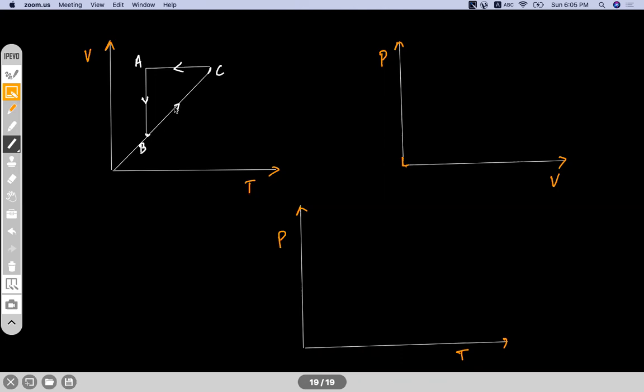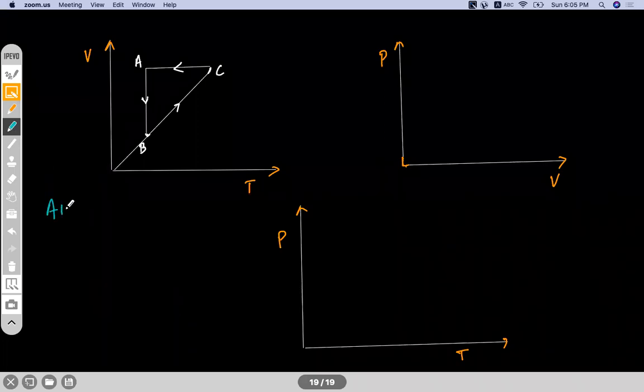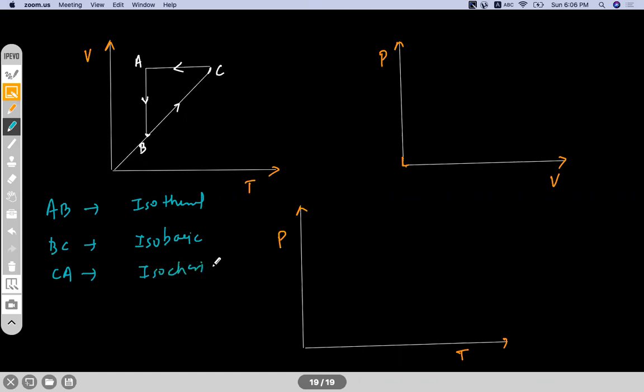So B to C and A to B. A to B, the process is what? Quickly, I'll write down this. A to B, the process is isothermal. If you have any doubt, you can tell me. B to C, we have constant pressure process, isobaric. And C to A, we have constant volume, isochoric process we have.